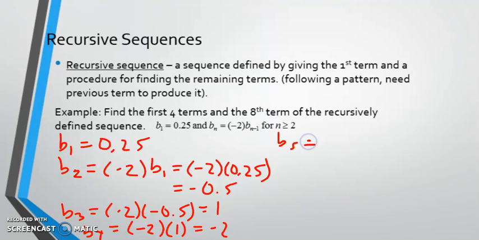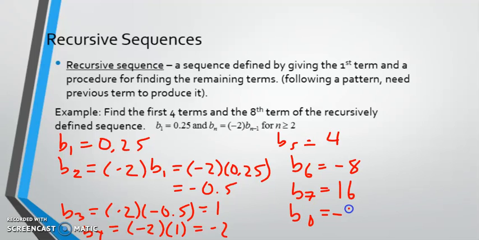sub 8. Well, b sub 5 is going to be the number I know multiplied by -2. That's the pattern here. The number you know multiplied by -2 to find the next one. So -2 times -2 is +4. And then the next number after that, if you multiply 4 by -2, that gives you -8. And then the next number is +16. And then the last one that we needed, the 8th term of the pattern, is going to equal -32.